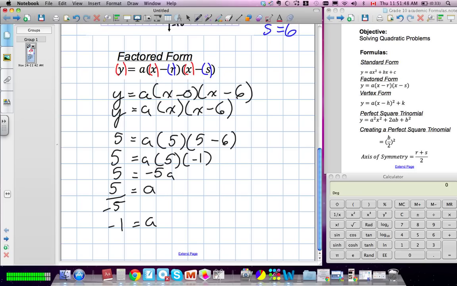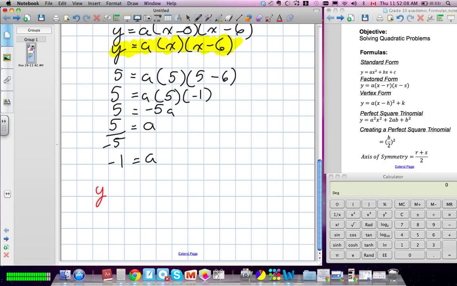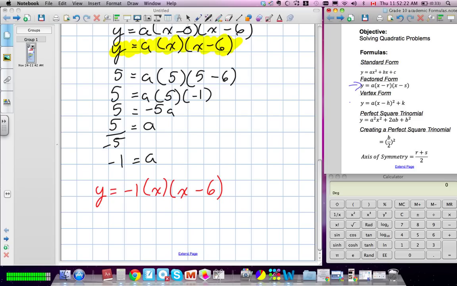So now we're in our factored form. We have our a value. Remember I said that this specifically was our factored form here because we simplified it. So we're going to plug a in for the missing value. And we'll have in factored form y is equal to negative 1 times x times x minus 6. But this isn't the form they were looking for. They're looking for standard form. And in order to go from either factored form or vertex form to standard form, we expand and simplify. So I need to multiply, expand, and simplify this out.